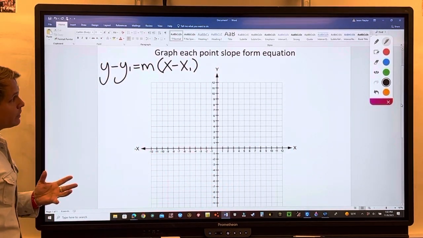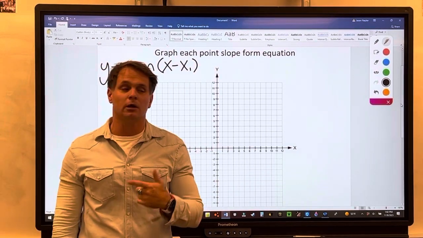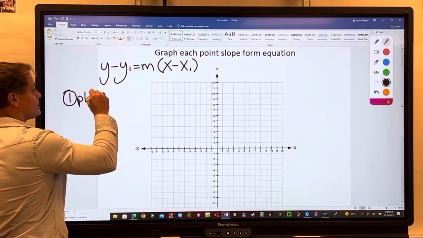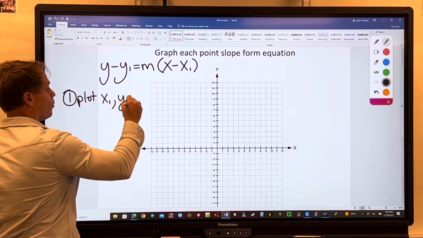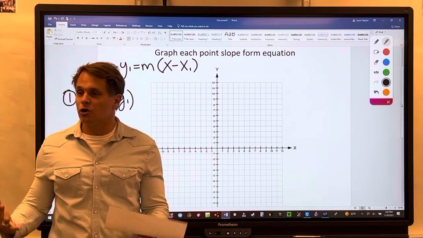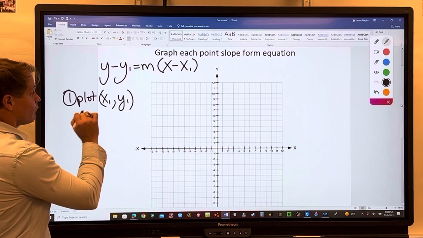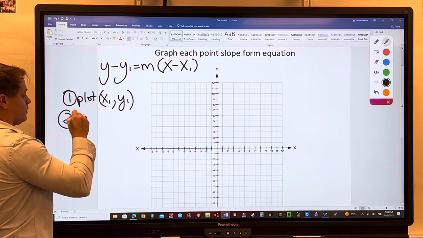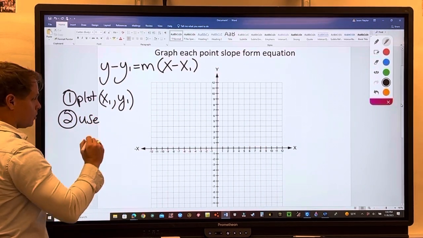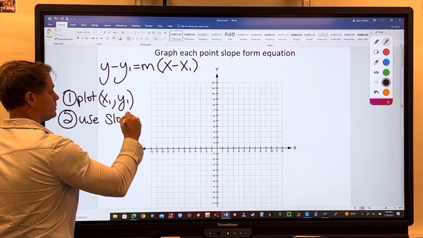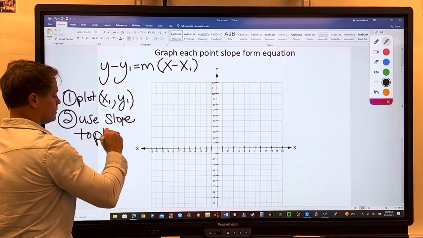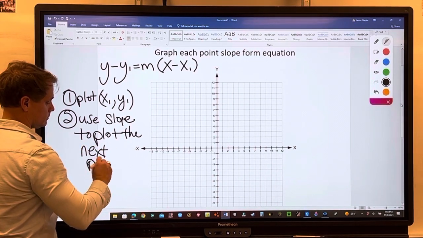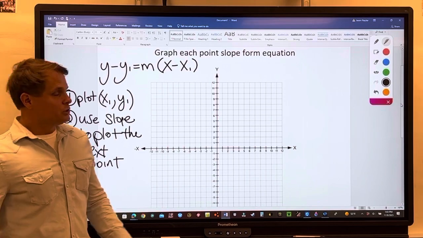Anytime you do this, the very first thing you're going to do is plot the x and the y value. So step number one, plot x1, y1. From there, you are going to use the slope to plot the next point. So, use slope to plot the next point. Let's come up with an example.